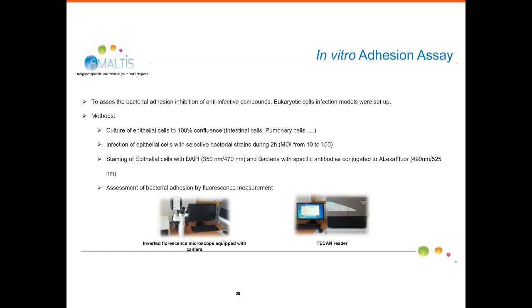After 2 hours of infection, eukaryotic and bacterial cells are stained with DAPI and a specific antibody conjugated to Alexa Fluor, respectively. The bacterial adhesion is assessed by fluorescence measurement. When we carried out this method for the first time 2 years ago, the fluorescence was measured using an inverted fluorescent microscope equipped with a specific camera, and now we use the Tecan reader. I'm going to show you how the Tecan reader has improved our efficacy.